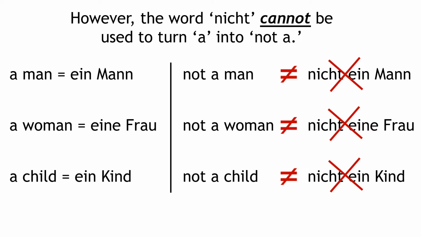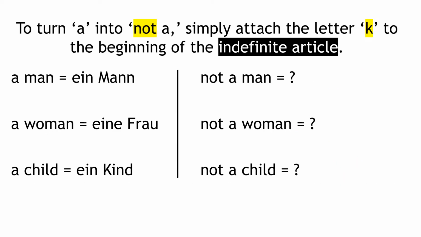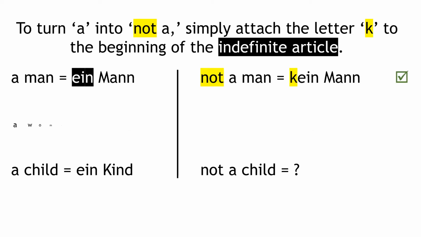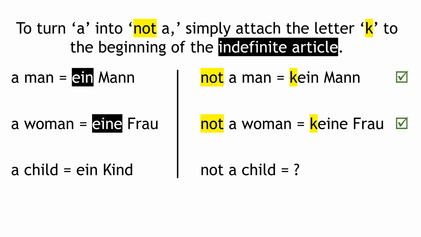Anyway, enough about the mistakes. Let's have a look at the correct version. To turn a into not a, simply attach the letter K to the beginning of the indefinite article. So if the German for a man is ein Mann, not a man will be kein Mann. Not a woman will be keine Frau. And not a child will be kein Kind.